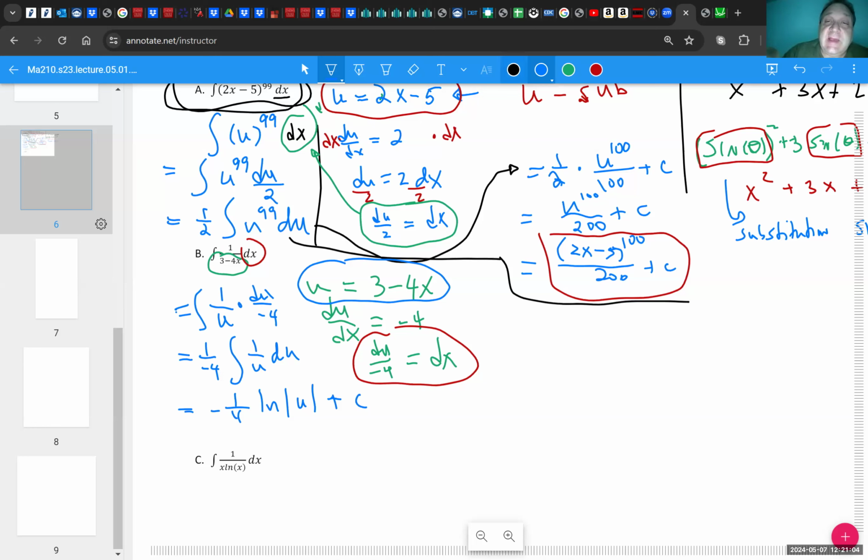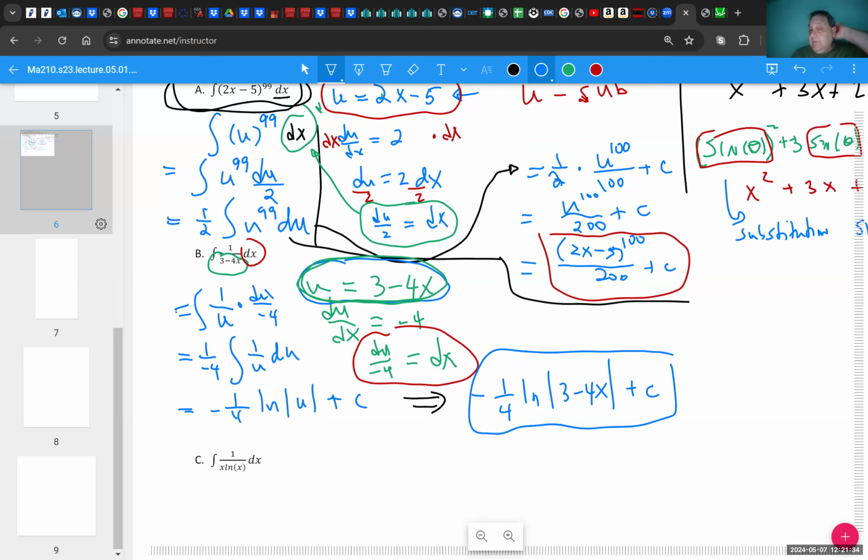We do have to remember the last step. The last step is you cannot leave your answer in terms of this new variable, this made-up variable. You have to return it to the original variable. Original variable was x, and more specifically, I know that u was representing 3 minus 4x. So my answer is negative 1/4 ln of 3 minus 4x plus c. And that's the integration by substitution technique, streamlined a little bit.